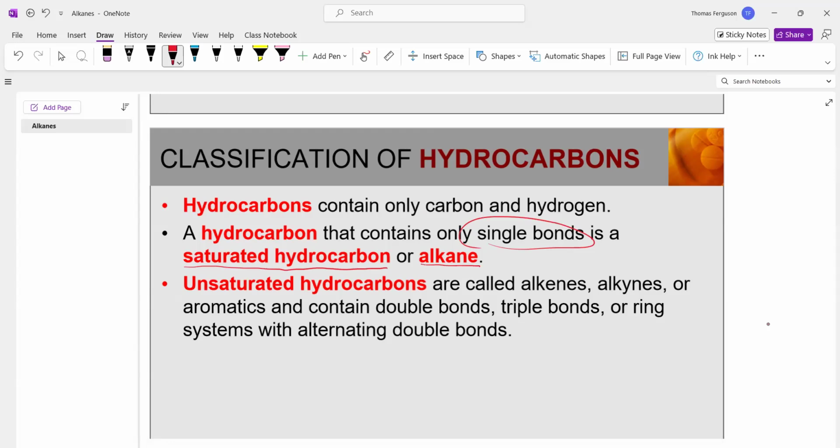The simplest one are called alkanes. Now this is under the umbrella of hydrocarbons. The simplest ones are called alkanes, and they only have single bonds and only carbon and hydrogen. And that's what this chapter is all about.